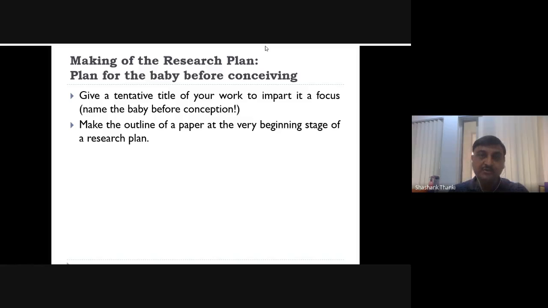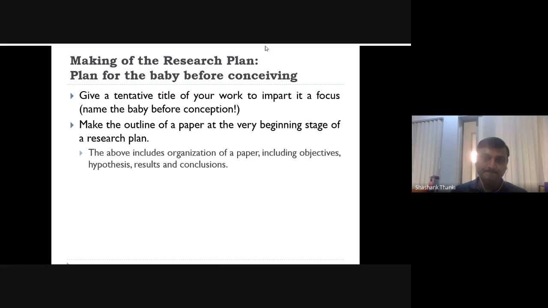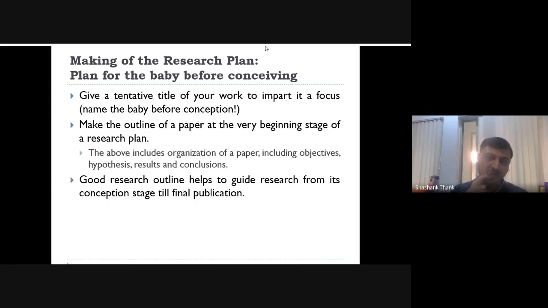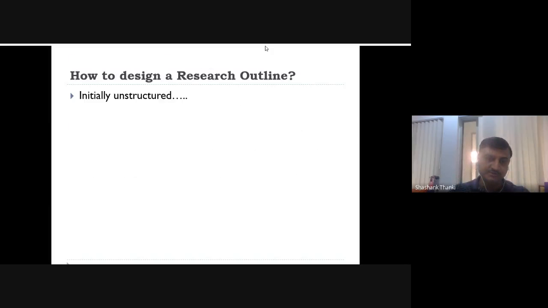So this should be the part where I'll be working on the literature review. Then I'll talk about my methodology, then my analysis process, then my conclusion, then interpretation, and then implication, and many more things. So make an outline of your paper at the beginning stage. Objectives, hypothesis, results, and conclusion here. So a good outline will ultimately guide your research from the initial stage to final publication.